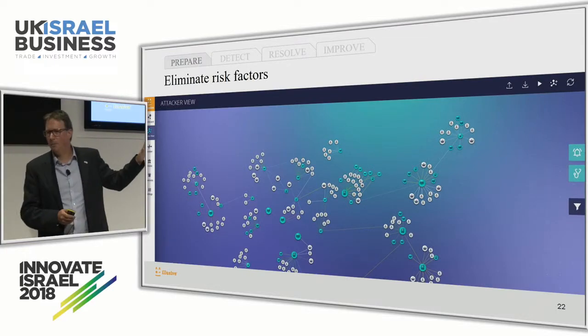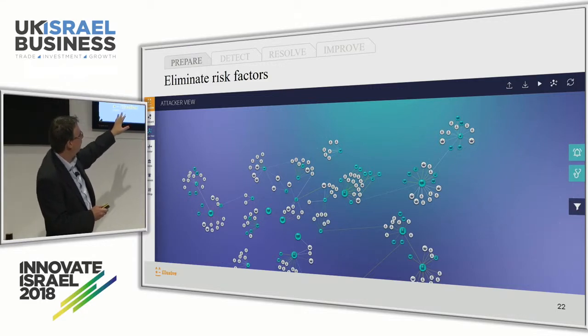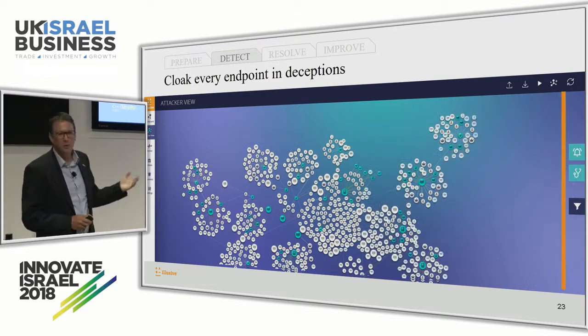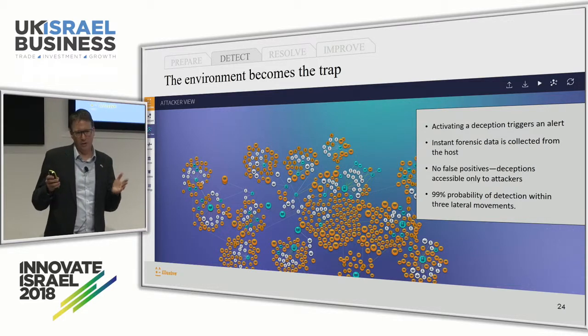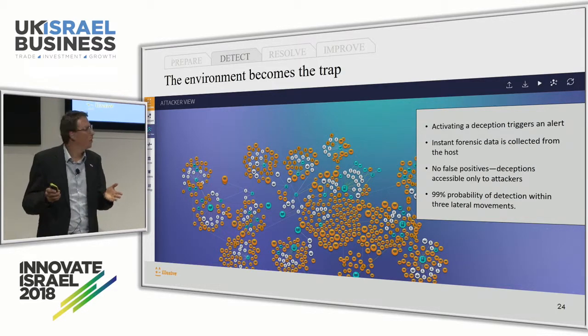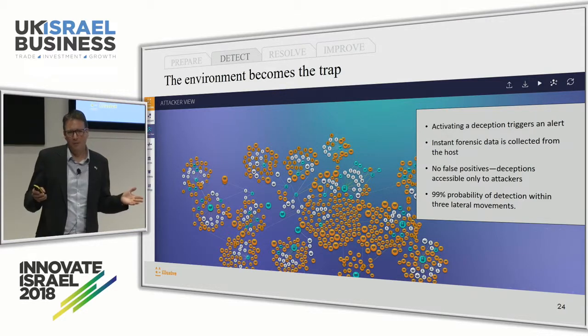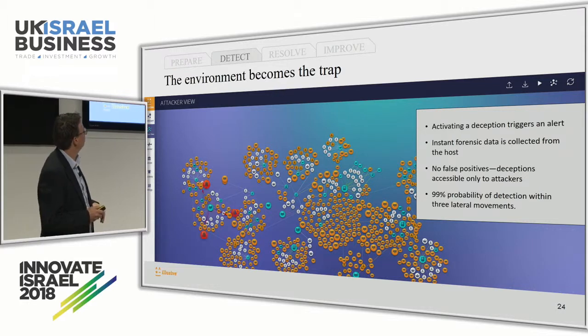This is what the dashboard looks like. This is a view of a network without our deceptions. And then when we introduce our deceptions, this is what the network looks like. The orange are essentially deceptions or pieces of information. So an organization which would normally have 5,000 machines, to an attacker looks like they've got 25,000 machines. Okay?